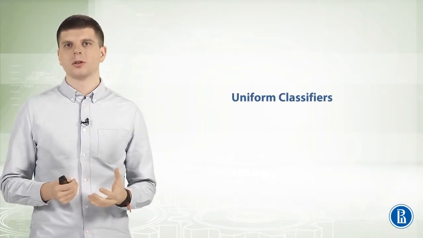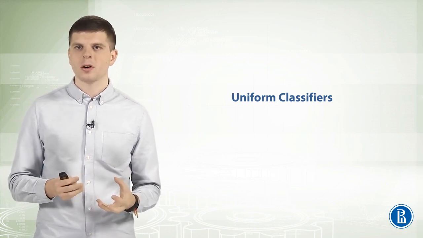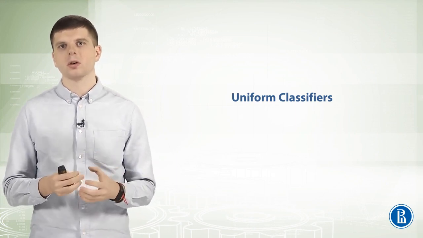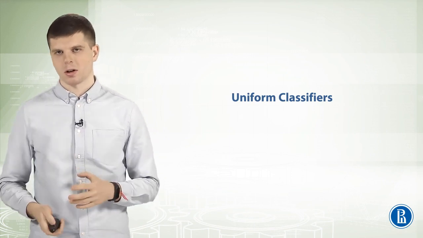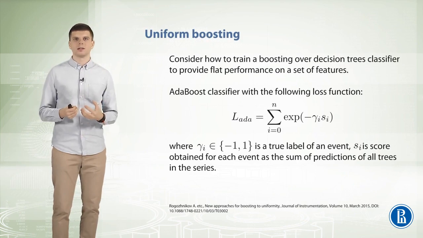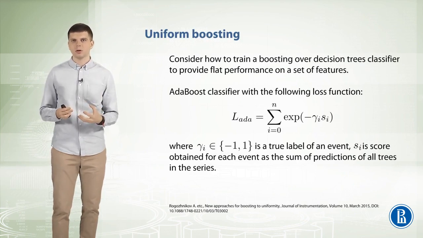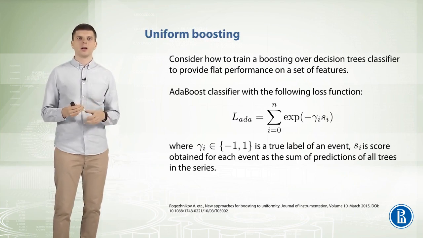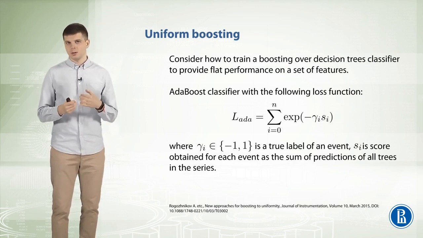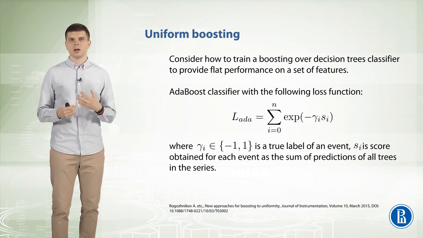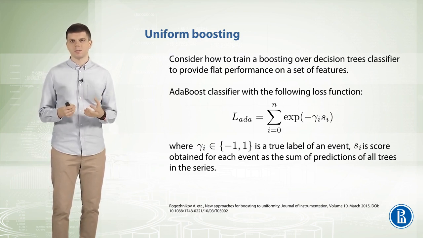In this video, we will talk about how to train a classifier to provide flat or uniform dependency of signal efficiency on the particle parameters. Firstly, let's consider how to train a boosting over decision trees classifier to provide flat performance on the set of features. This example is based on the AdaBoost classifier. This classifier uses the loss function shown on the slide.